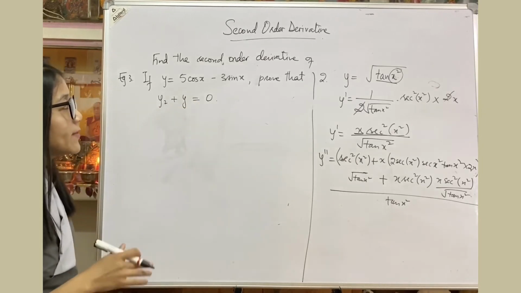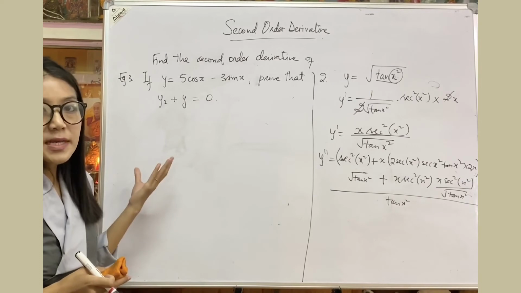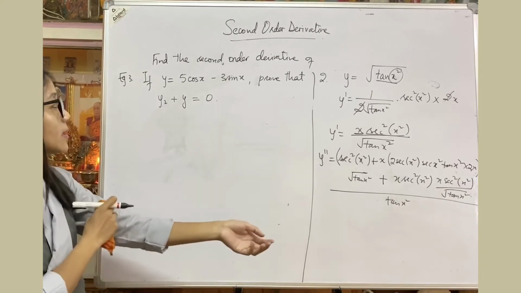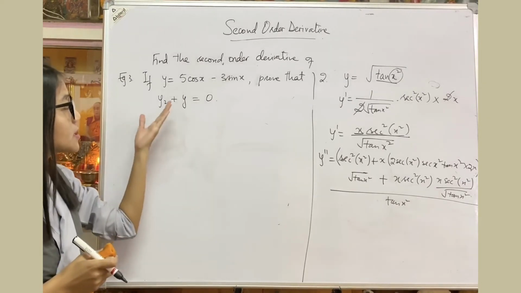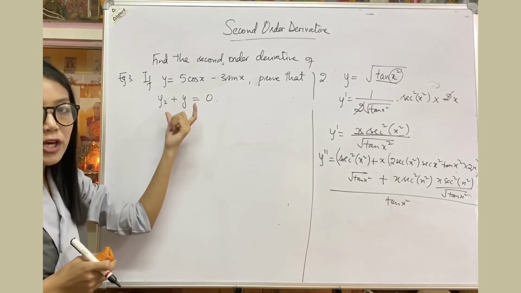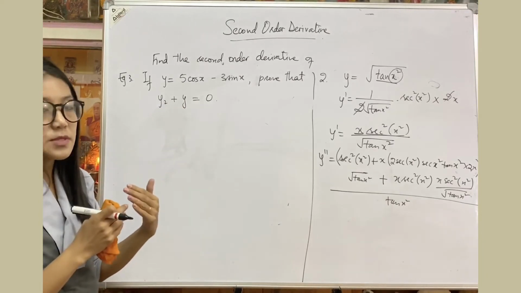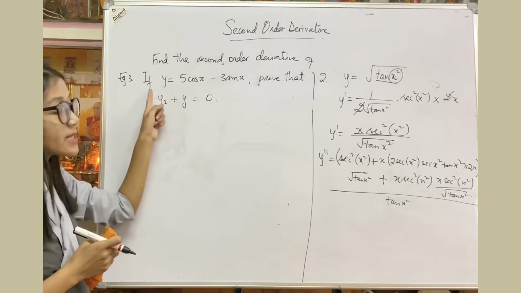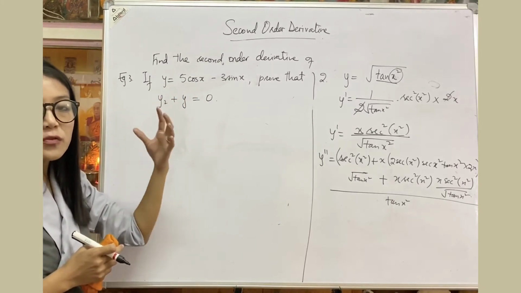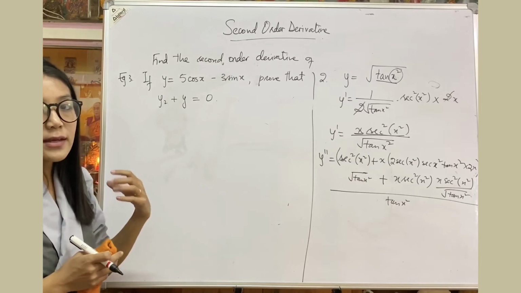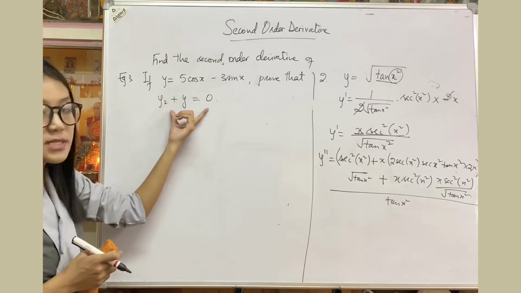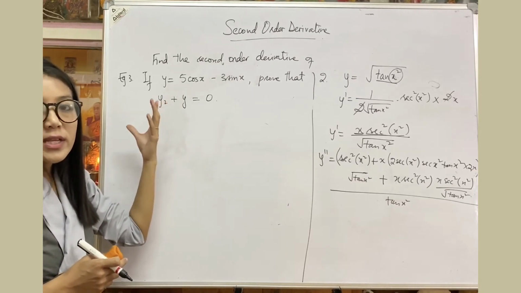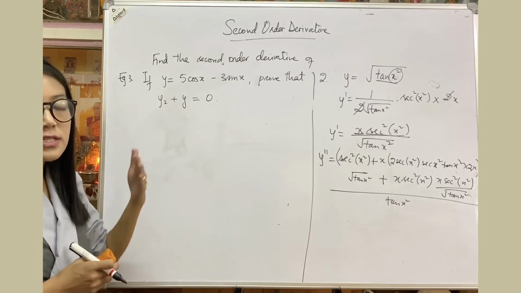Every time you are asked to prove some equation, you look at the terms given in that equation and try to obtain all these terms. Here y is already there, and now we need the second order derivative. So first we will find the second order derivative, and then we will substitute everything in this equation and see whether it satisfies this equation or not. This is how we are going to do it.